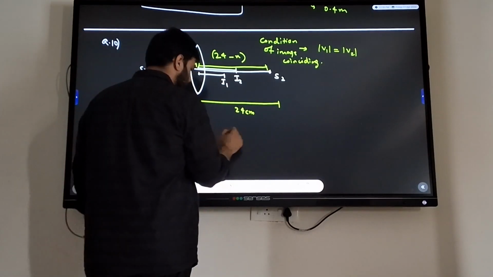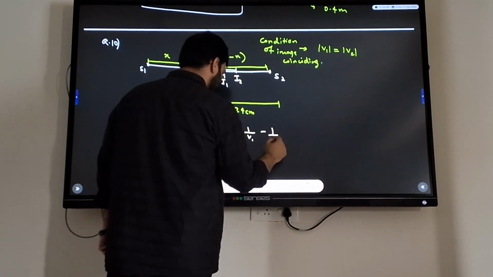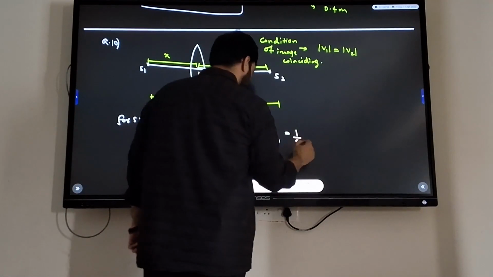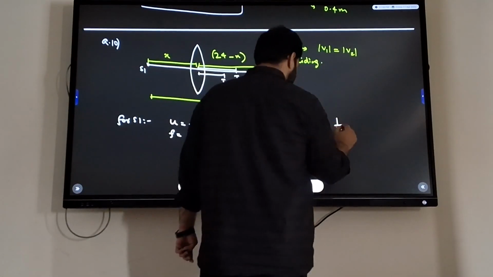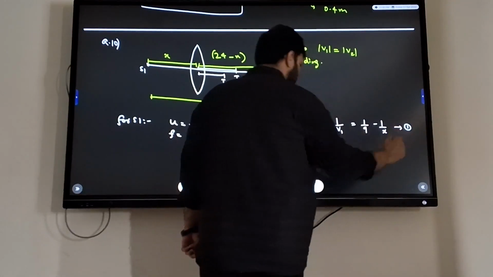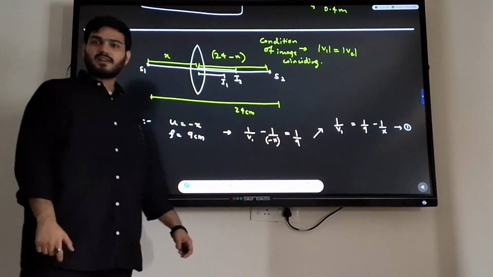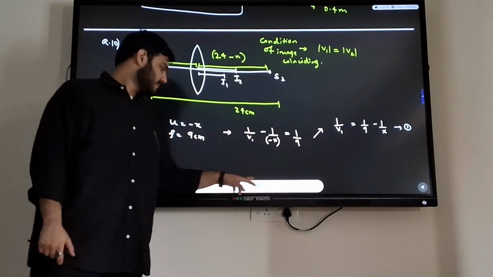Now batao, what is the relation? 1 by V1 minus x, 1 by 9, and this you will get as 1 by V1 is equal to 1 by 9 minus 1 by x. I found the expression of V1. Can I similarly find the expression of V2?